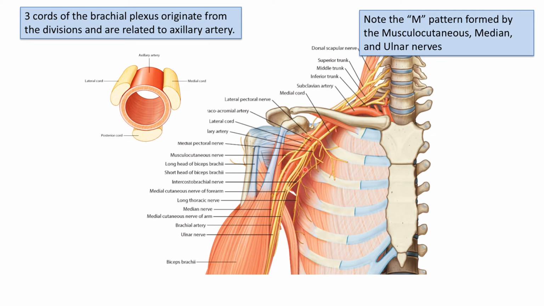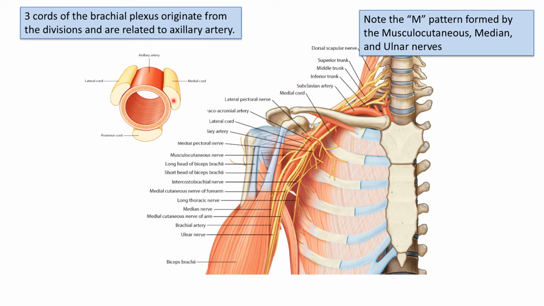Now, how do we name these cords, the lateral, medial? When we say medial or lateral, they are in relation to something, right? So here, the lateral cord, medial cord, and posterior cord are named according to their relation to the axillary artery. So this is the axillary artery here, right? Now, this cord of the brachial plexus lies lateral to the axillary artery, hence it is called the lateral cord.